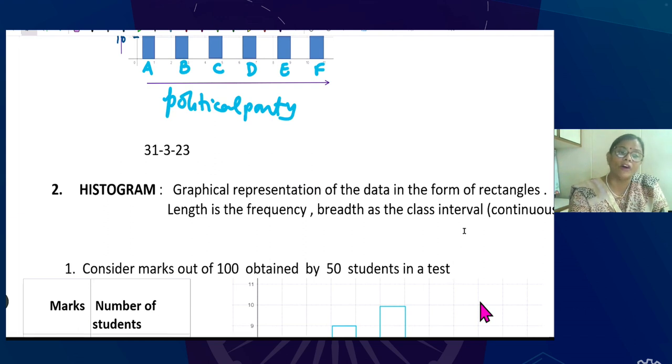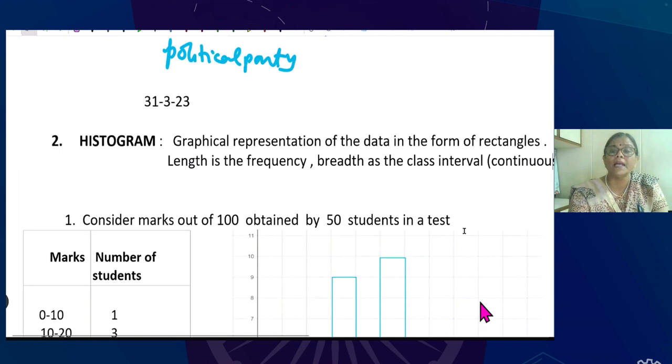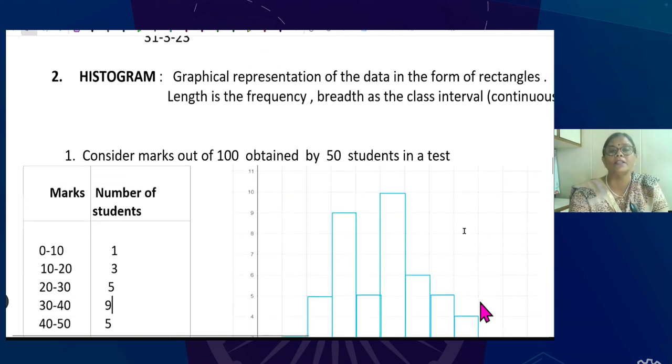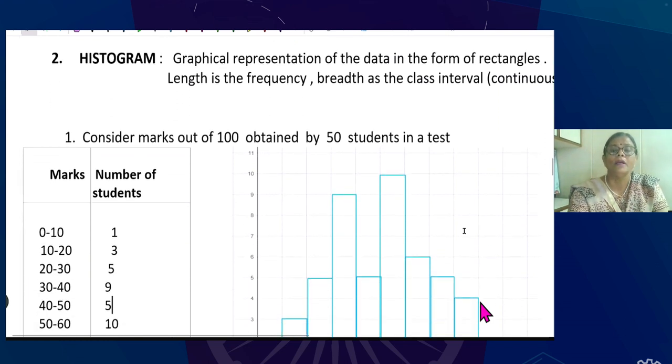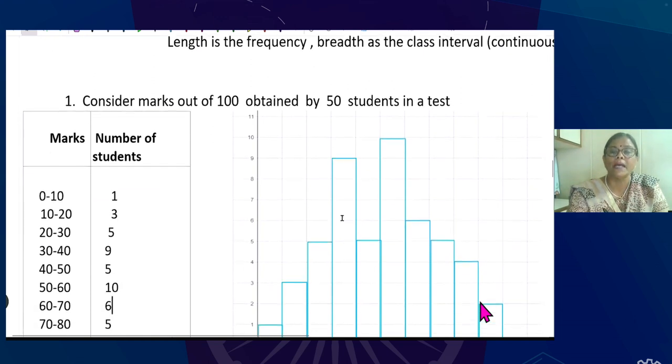Again, it's a form of a bar graph, but there's a slight difference between the bar graph and the histogram. In a histogram, we have rectangles with uniform width. And the next thing is, the intervals that we have, they are known as the width of the rectangle. They should be continuous. So what do we need here? It is 0 to 10. That is something like, consider marks obtained out of 100 by 50 students. So this is information of 50 students' marks in some subject which is out of 100.